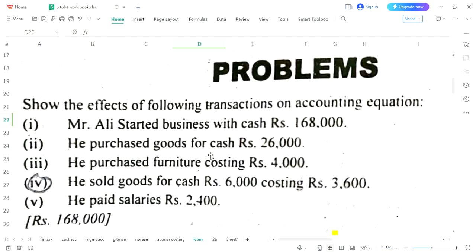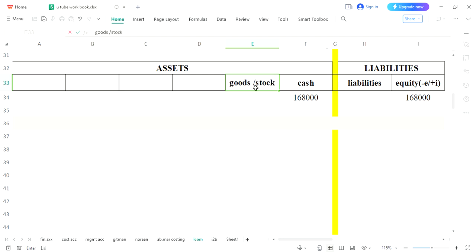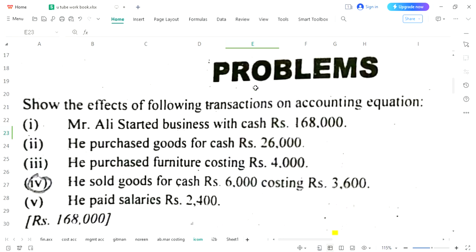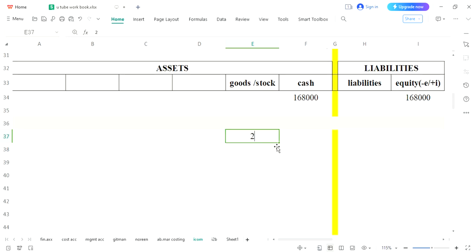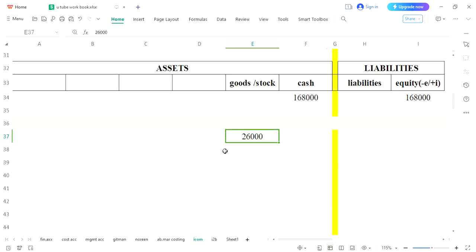He purchased goods for cash, 26,000. When you are buying goods, it means goods are coming in. Goods are your assets, so assets are increasing. Increase in asset means you will put these goods or stock over here. How much amount? 26,000. You will put 26,000 over here. When you buy goods, you will pay cash. Cash is your asset. When you pay, your cash would be decreasing. Decrease in asset should be subtracted. So here you will write minus 26,000.